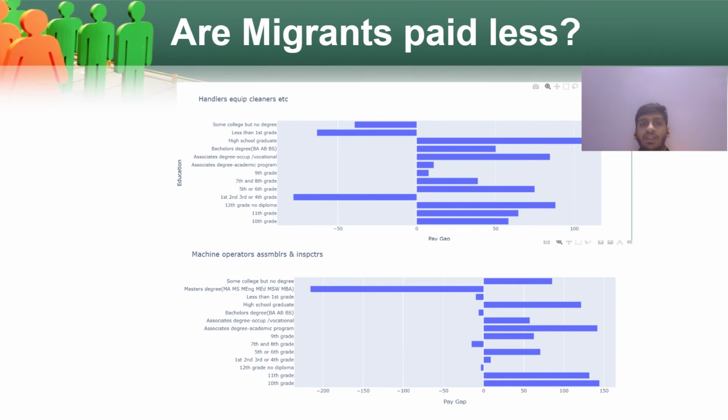Then we analyzed each job on the basis of education levels separately. In this slide, plots of cleaners and machine operators are shown. Machine operators require more skill than cleaners. In the first graph, natives are being paid more for all education levels except very low education levels like less than fifth grade. In the second graph, which is a skilled job, there is one big bar showing more income for migrants than natives for master's degree.